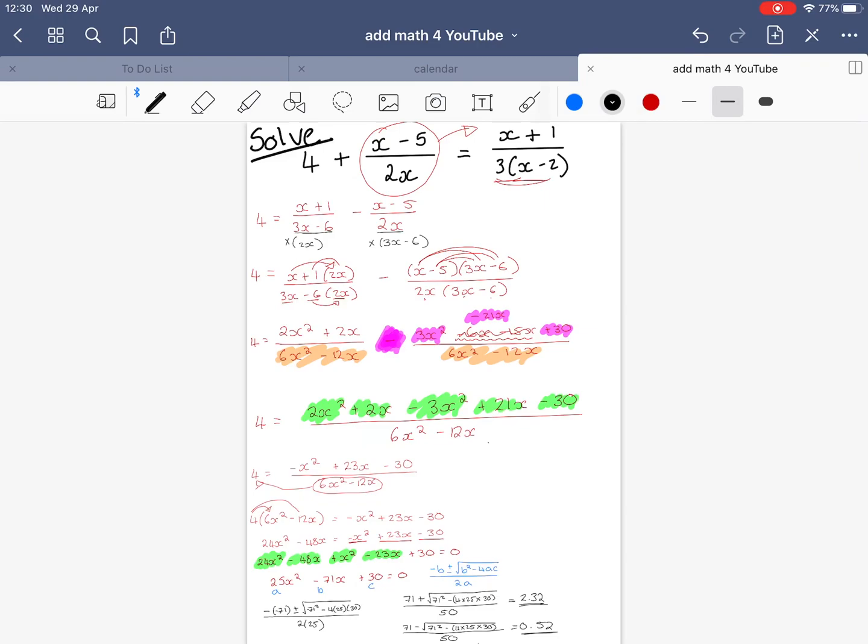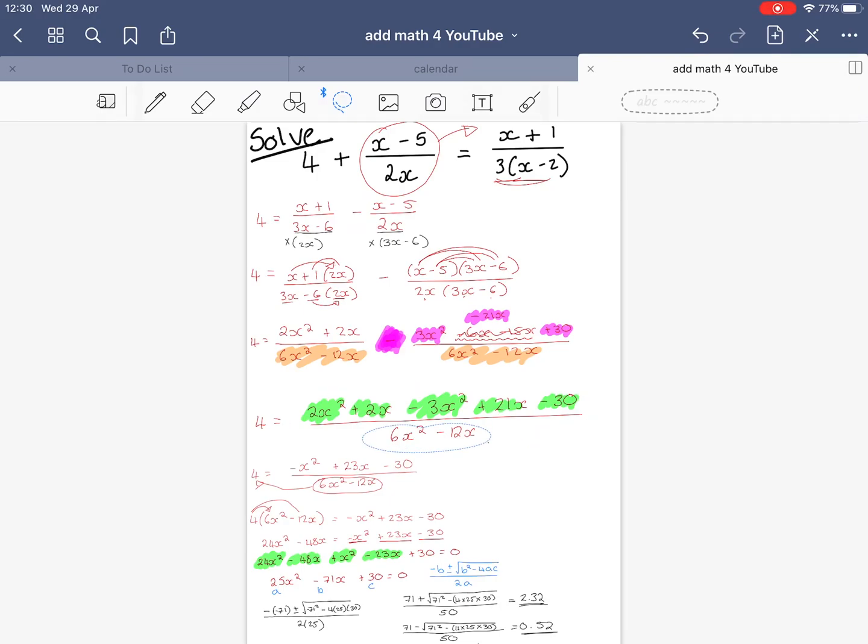So I've zoomed out to simplify, to make sure I go over everything that I did. We first moved this over to the other side, then we cross multiplied, so we multiplied this fraction by 2x and the other fraction by 3x minus 6. Do a lot of simplifying, a lot of expanding. Don't forget this minus changes all of these signs when you take it over. When you make this one whole fraction, it will change it.